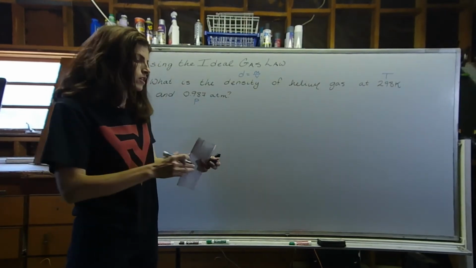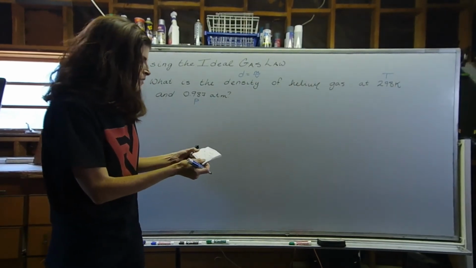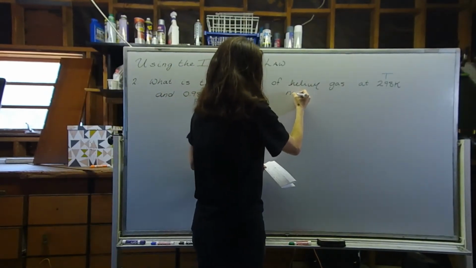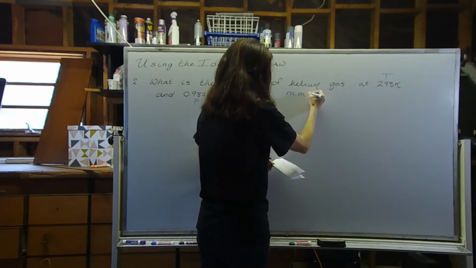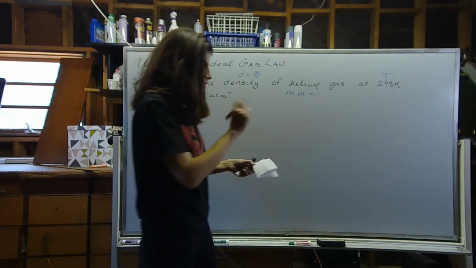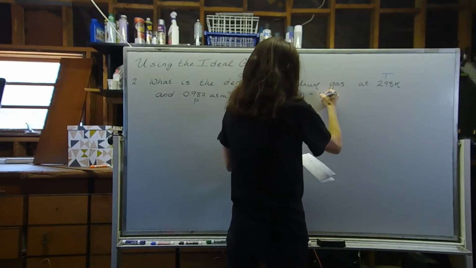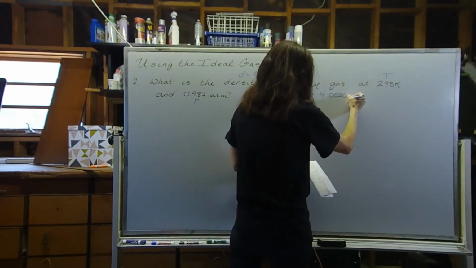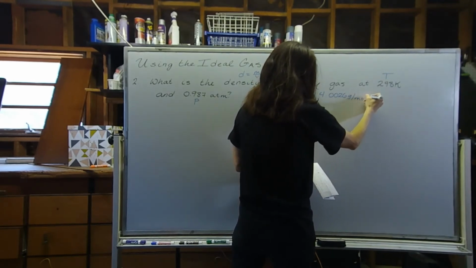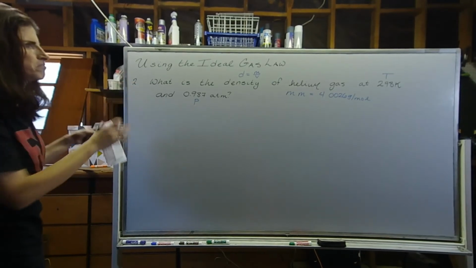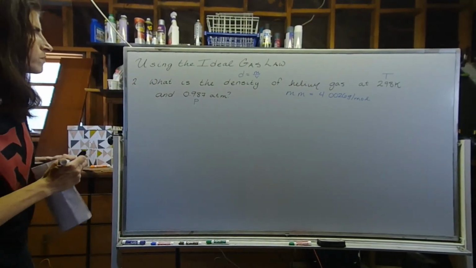Because I know the identity of the gas, I know its molar mass, which I just grab off of the periodic table. Helium gas is a monoatomic gas. So just one helium, 4.0026 grams per mole. All right, so lots of information, even though it seems like it's not that much at first.